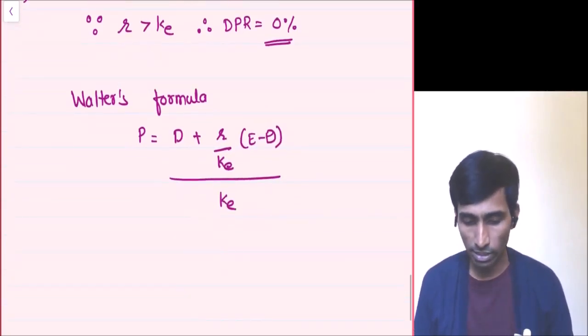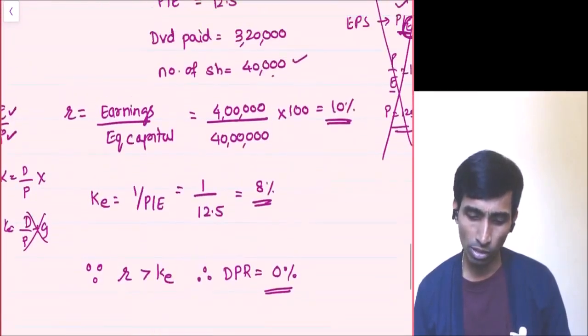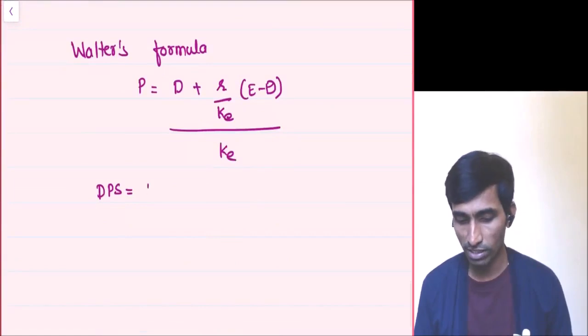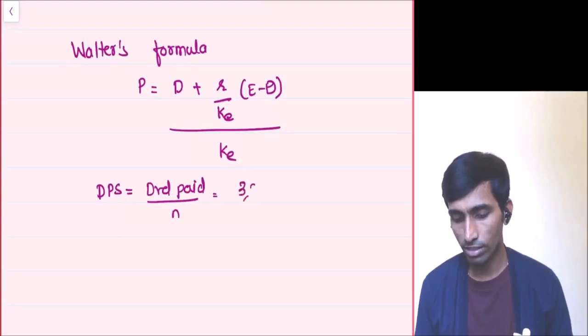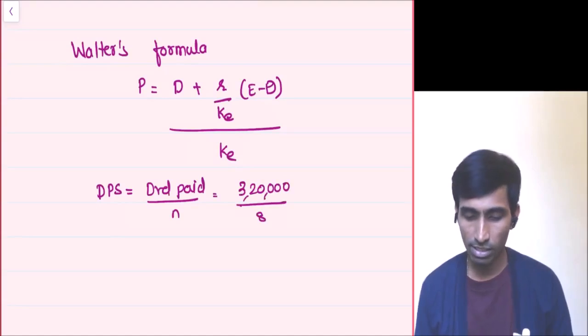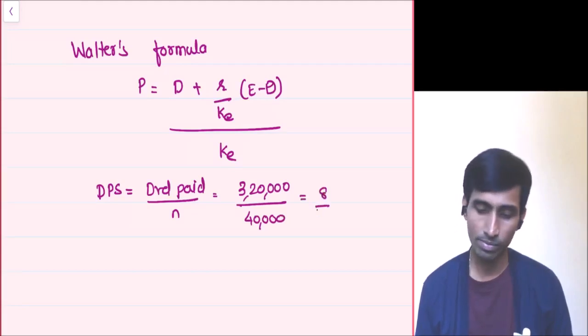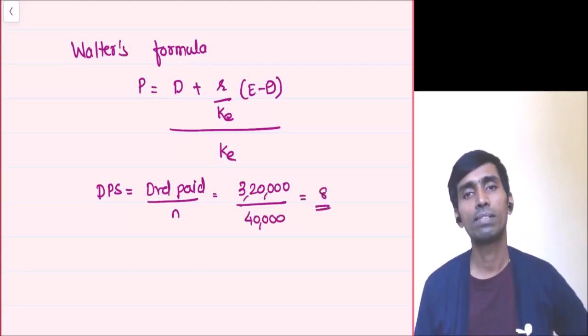So how can I calculate DPS? Dividend per share is the dividend they have paid. Yes, dividend paid is 3,20,000, and 40,000 is the number of shares. Dividend paid upon number of shares: 3,20,000 divided by 40,000. So the answer is 8.